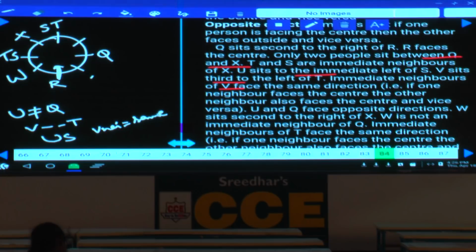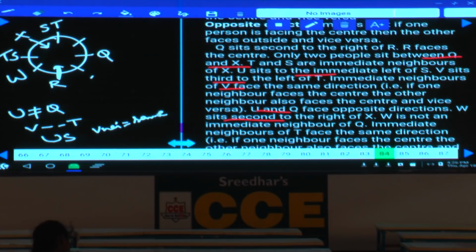W sits second to the right of X, and X must be facing towards the center, isn't it? And W sits between V and T. Now V and T, again 1, 2, 3 and 1, 2, 3, there are 2 possibilities, immediate neighbors. And U and Q face opposite directions, and W sits second to the right-hand side of X. Next one, W is not an immediate neighbor of Q.